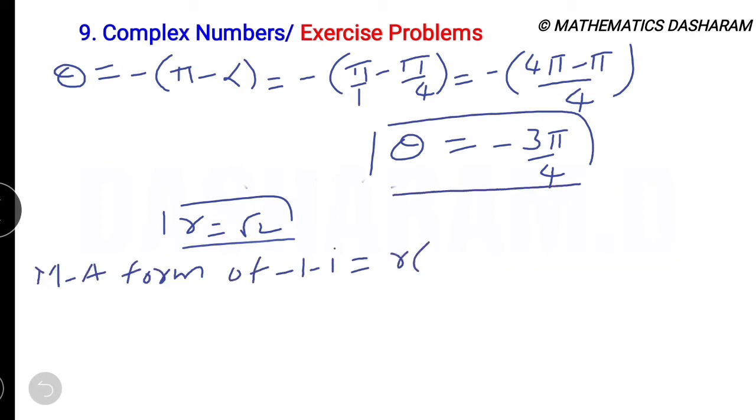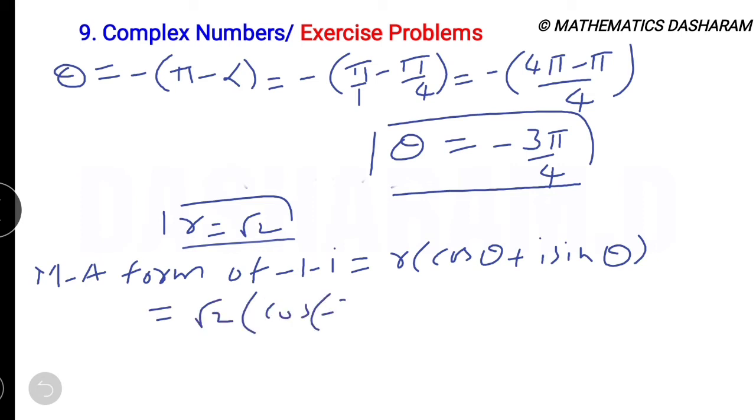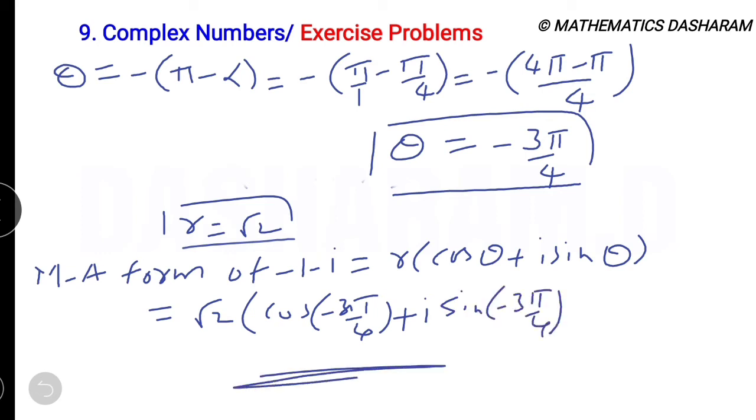So r bracket of cos theta plus i sin theta. So let's substitute r and theta value. So r value root 2 bracket, cos theta value minus 3 pi by 4 plus i into sin theta, that is sin minus 3 pi by 4. So this is our required answer.